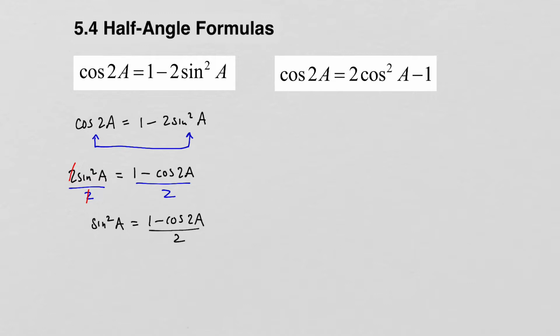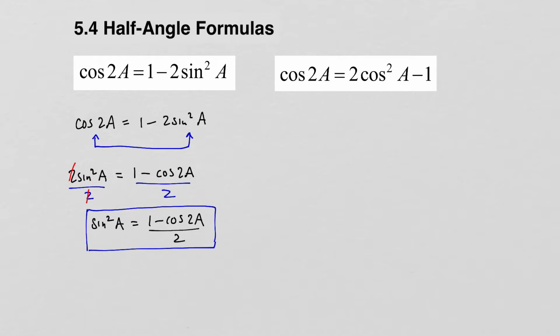And this is often what we refer to as the half-angle identity, and the reason we call it that is because this angle here, angle A, is half of the angle over here, which is 2a. So this is our first half-angle identity.